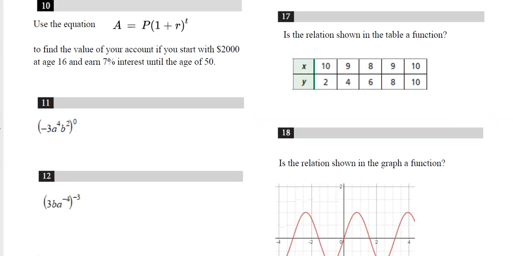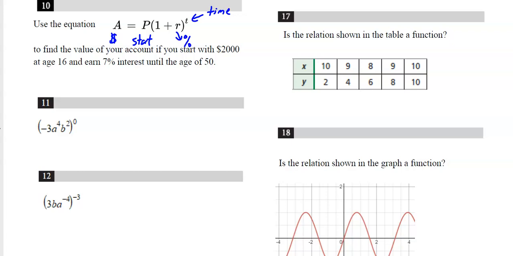All right, we have an interest question. This was in your notes. Use the equation up above. A is the amount that's going to be in your account. P is your principal, or your starting amount. R is your percentage interest rate. And T is how long, what's the time that you're going to do that. So let's plug in some values.